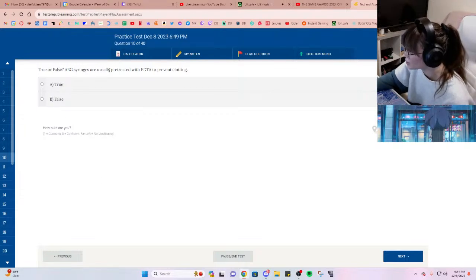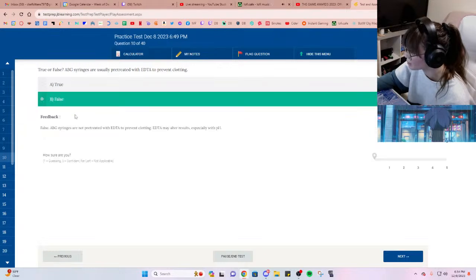True or false? ABG syringes are usually pre-treated with EDTA to prevent clotting. False. It's heparin. Not pre-treated with EDTA to prevent clotting. EDTA may alter results, especially with pH.